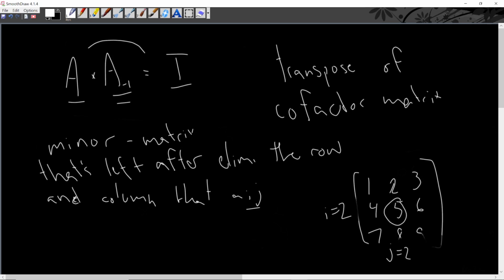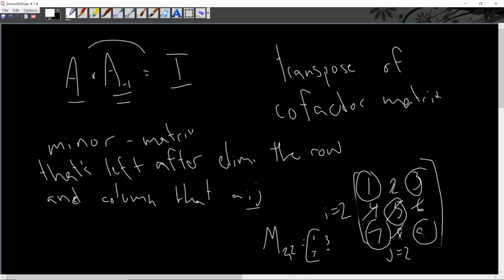And so you have to eliminate every single value that is on these lines, including 5. And what you're left with is this matrix 1, 3, 7, 9. So the minor at 2, 2 is equal to this matrix of 1, 3, 7, 9. And we said that the determinant of this minor is going to be called the cofactor. So let's call it C. C22 is going to be the determinant of M22.